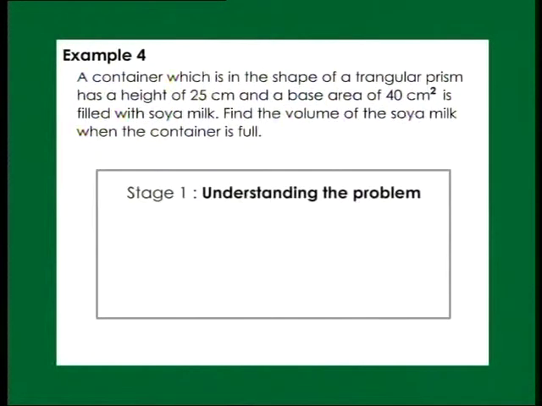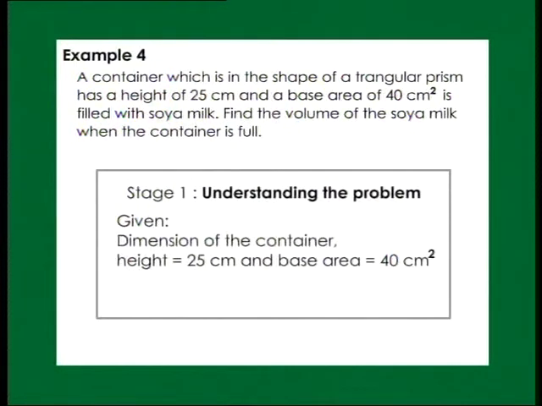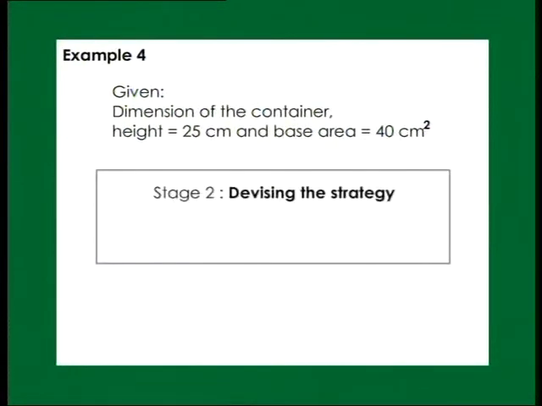Stage 1. Understanding the problem. Given dimensions of the container: height equals 25 centimeters and base area equals 40 square centimeters. Find the volume of soya milk. Stage 2. Devising the strategy. Use the formula V = Ah.